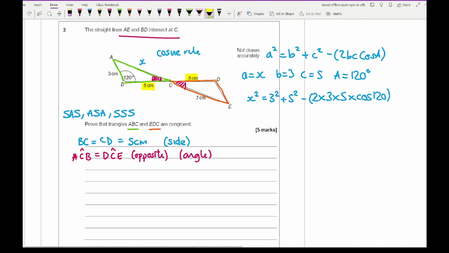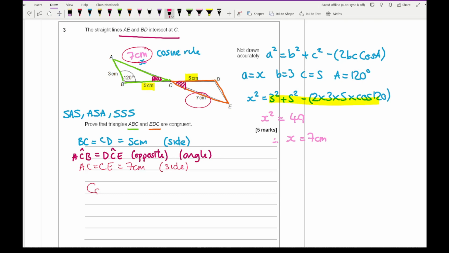Now if I type in all of this in my calculator, press equals, I get x squared equals 49, and so therefore x equals 7. So if I write that as 7 centimeters, then lo and behold, I can see that I've got a side of 7 centimeters on each of those triangles. So AC equals CE, which equals 7 centimeters. So there I've proved another side.